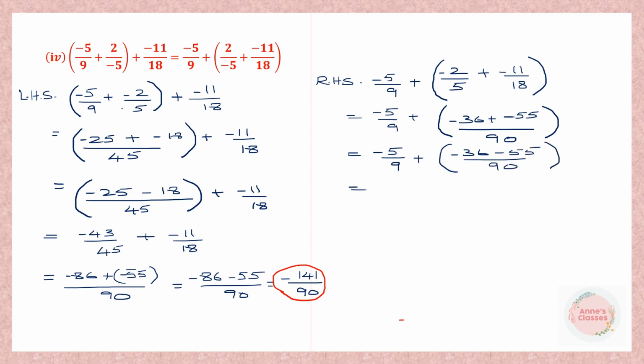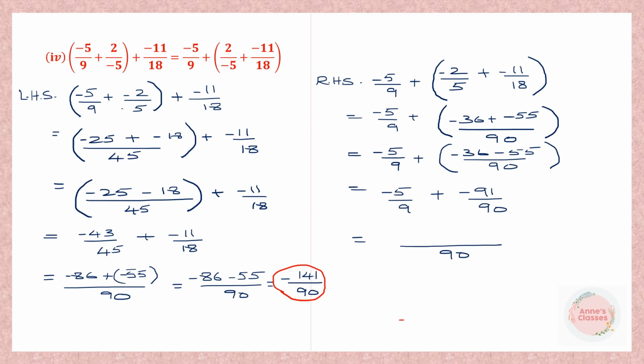So now we write minus 5 by 9 as it is, plus minus 36 minus 55 is minus 91. Minus 91 by 90. Now, as you can see, the denominators are different, so we must find the LCM of 9 and 90. So the LCM of 9 and 90 will be 90 itself. So here the LCM is 90.